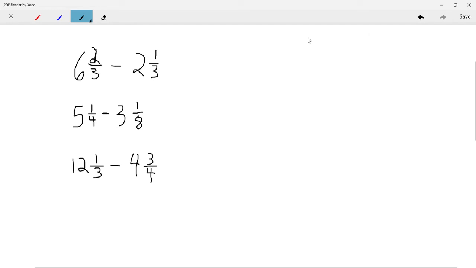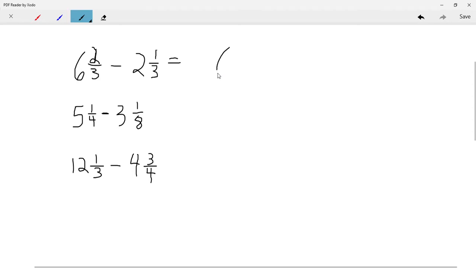Today we are going to be talking about subtracting mixed numbers. There are a couple of ways to do this, but it's not too complicated once you kind of figure it out. It's very similar to subtraction we've done of both whole numbers and of fractions. So let's start with this first one: 6 2/3 minus 2 1/3.